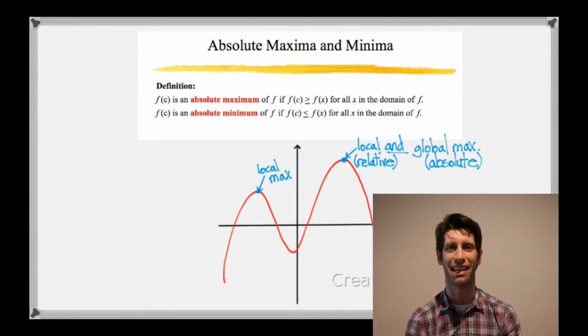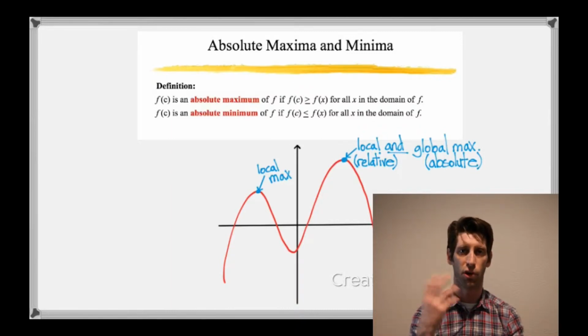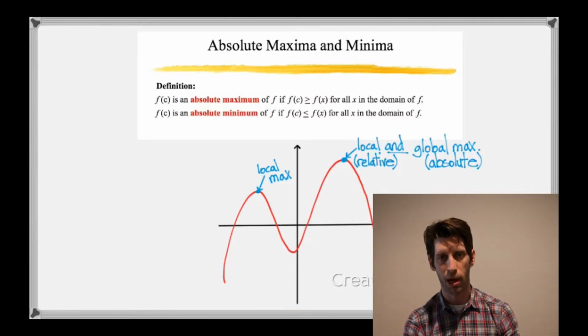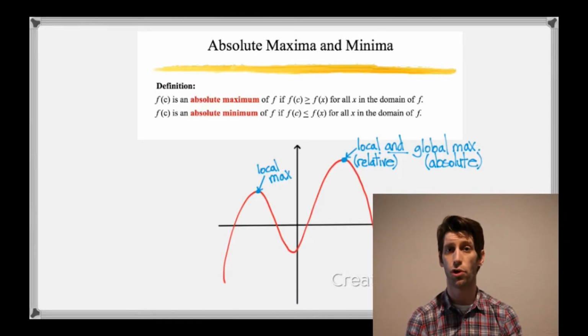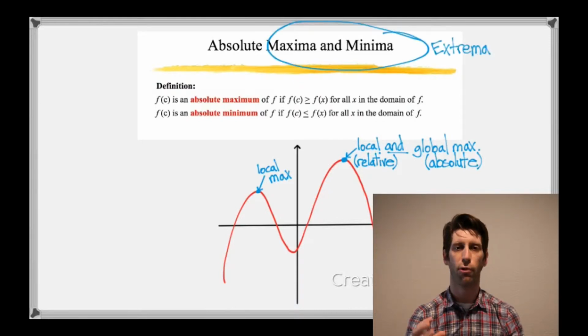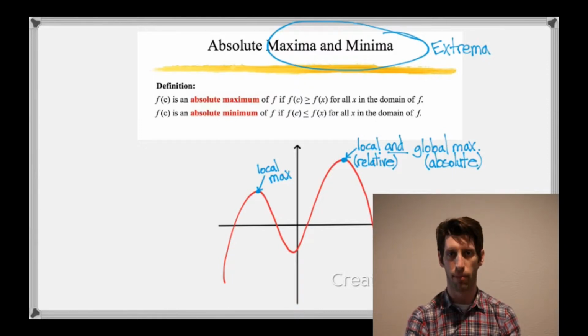A couple of synonyms may be used here. Sometimes people say relative instead of local, so you'll hear local minima or maxima, relative minima and maxima. In a similar way, global maxima or minima and absolute maxima and minima are used synonymously and interchangeably. Together, maxima and minima are called extrema, and that's a plural. The singular form of that word is extremum. Maximum and minimum are singular, maxima and minima are plural.